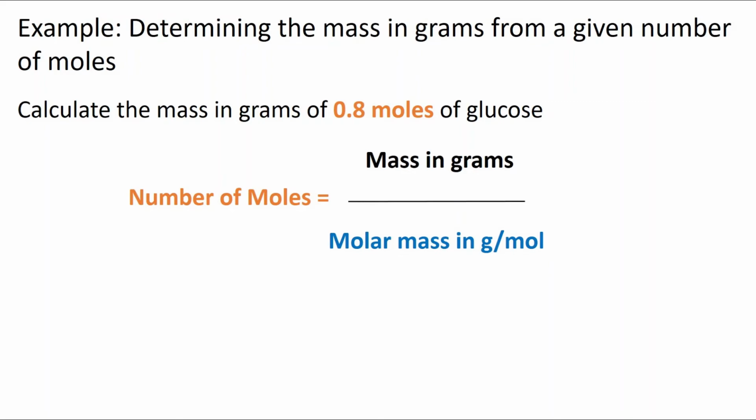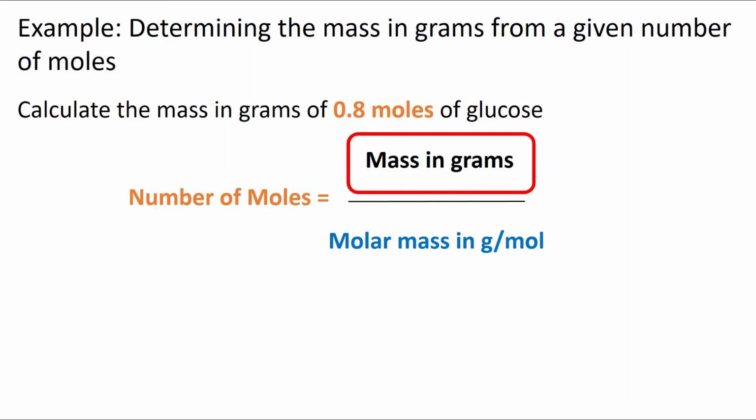In our second example, we're going to use our equation to determine the mass of glucose from a known number of moles. We're essentially going to do the reverse. Here we have been given the number of moles of glucose, 0.8 moles, and have been asked to work out the mass that represents. To help us, again, we're going to need the molar mass of glucose, which we calculated from the periodic table.